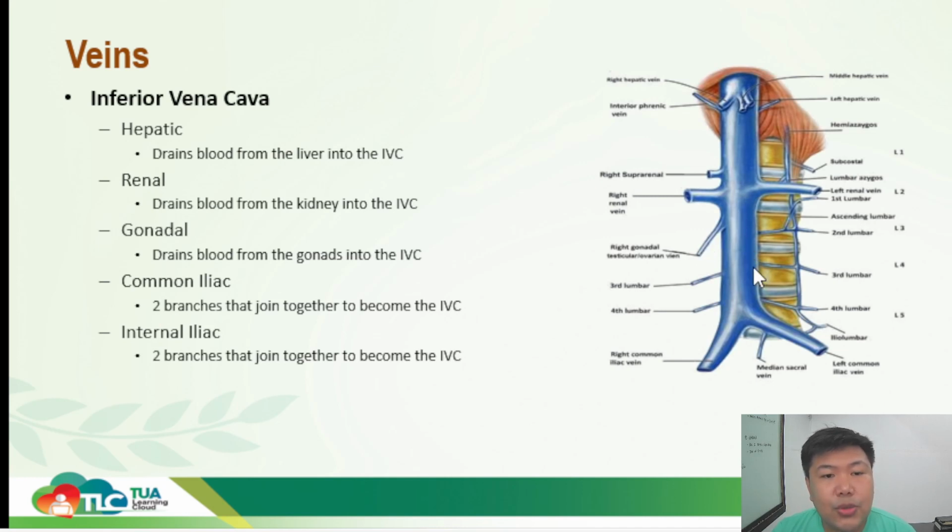And then eventually, we have the common iliac. So the common iliac receives blood from the lower extremity and brings it back to the inferior vena cava together with your internal iliac, which drains blood from the pelvic area. So pelvic area to the internal iliac to the common iliac. Okay?